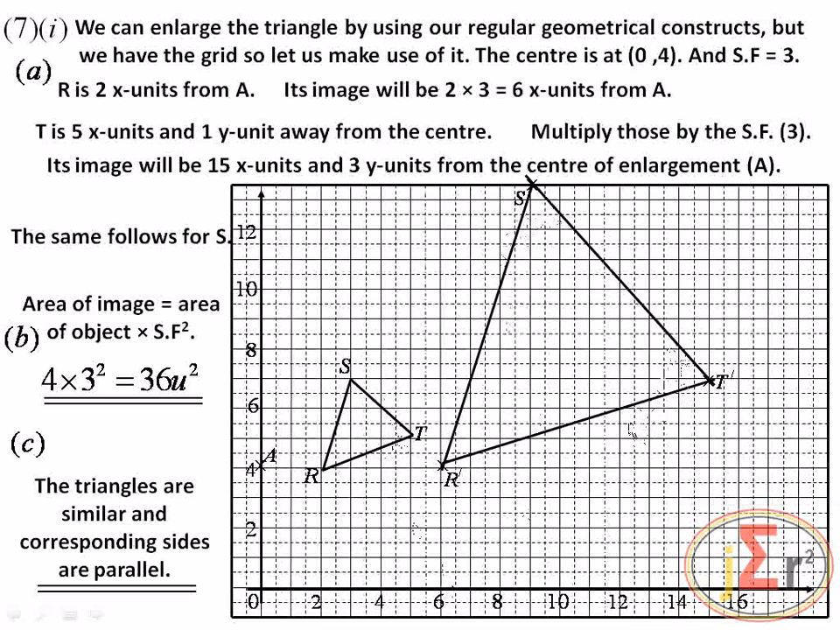Those are similar triangles. Also, if we check the corresponding sides, this one is parallel to this one. This one is also parallel to this one. And this one is parallel to this one. So corresponding sides are parallel and the triangles are similar, meaning that corresponding angles are equal.